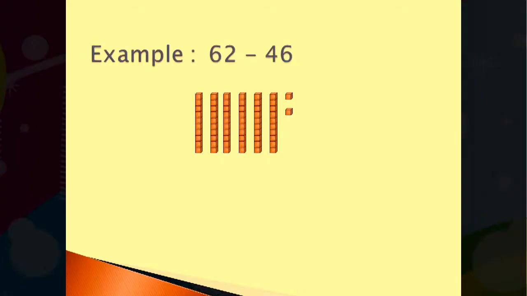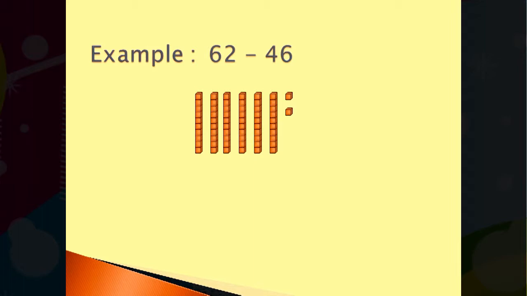Let's take a look at our first example. Here we have 62 minus 46. If you look closely, you will notice that we have 6 tens blocks, which give us 60, and 2 unit blocks, which give us 2 ones. Now we want to take away 46 from this number. Do you think we can do that, boys and girls? I think we can. Let's go ahead.